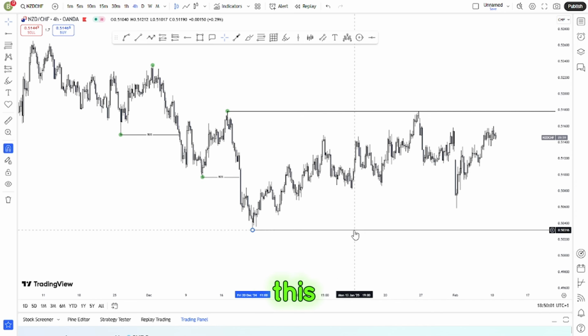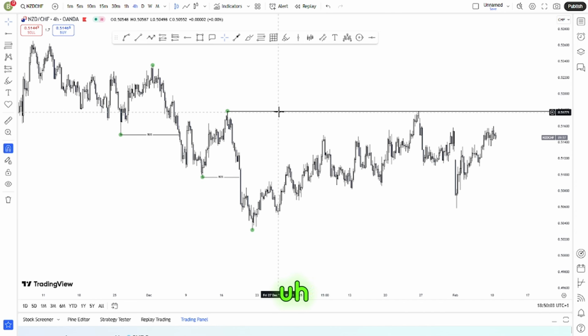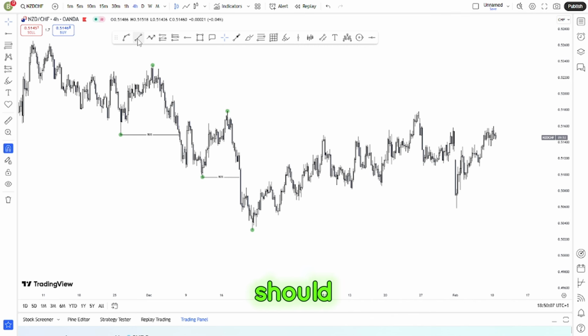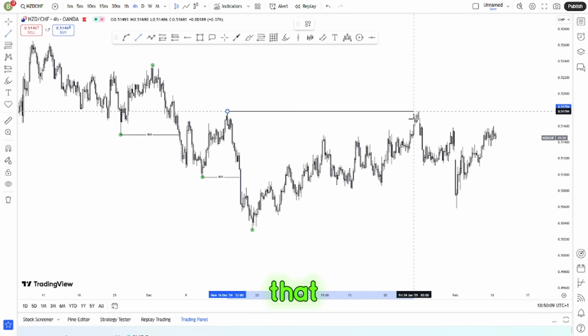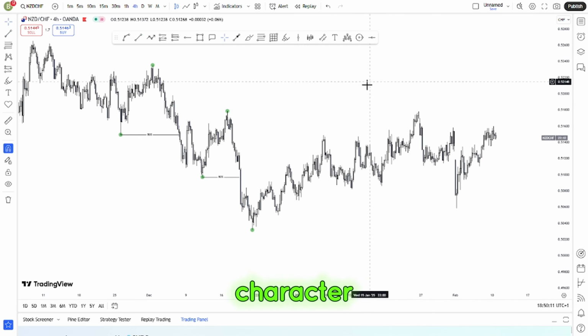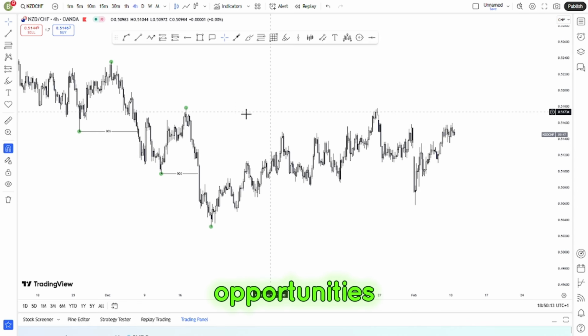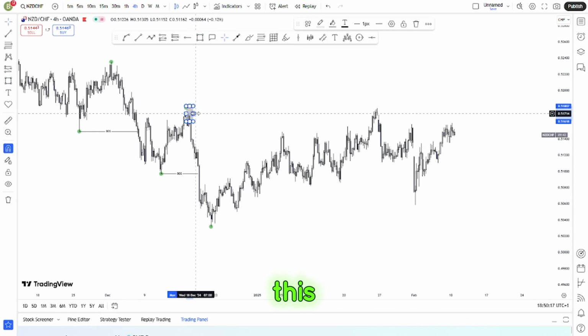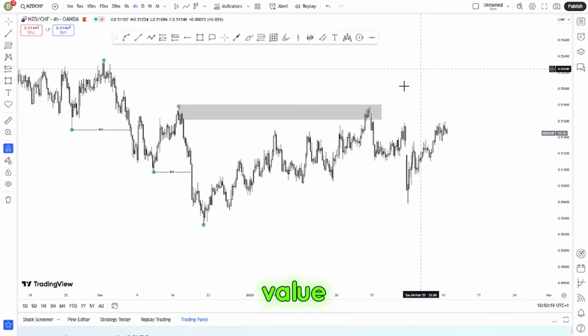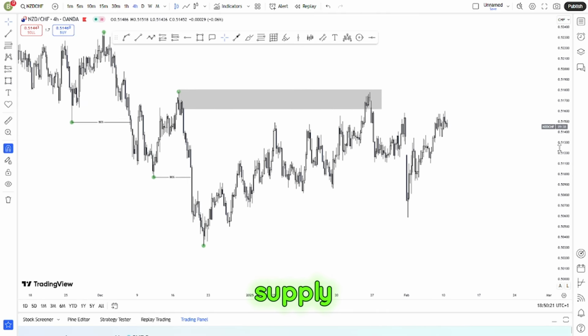So I'm going to remove this thing here. And for those who quickly forget, this high area here should not get broken. If it gets broken, that means you have a change of character, and then you'll be looking for buying opportunities instead of selling opportunities. So within this point, this is our area of value, or an area of supply right there.